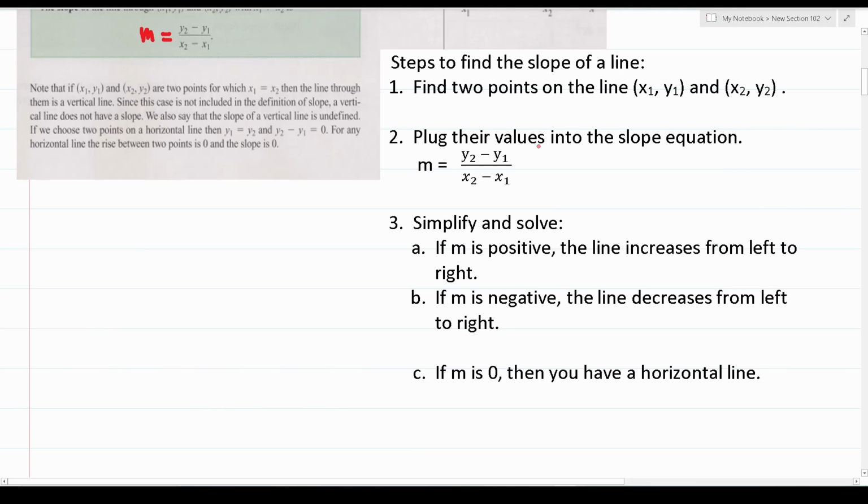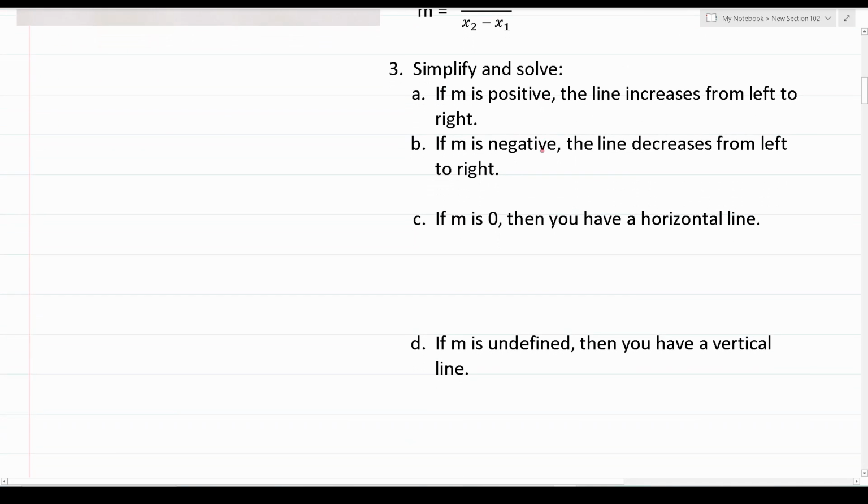In case it's helpful, I went ahead and wrote out these steps you can follow to find the slope of a line. Again, step 1 says find 2 points on a line. And as you may recall, those points are called x1, y1, x2, y2. Then you're going to plug the values of those 2 points into the slope equation. Again, that's m equals y2 minus y1 over x2 minus x1. And once you do that, you're going to simplify and solve. So just be mindful of this.